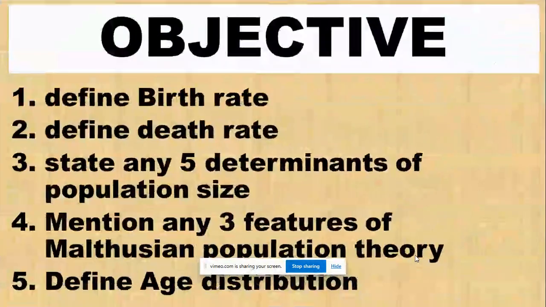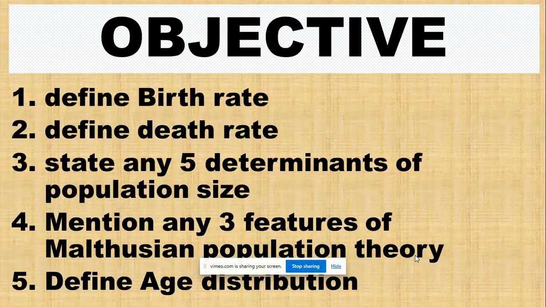At the end of this class, students, you should be able to define birth rates. You should be able to define death rates. You should be able to tell me the determinants of population size. You should be able to mention any features of Malthusian population theories. Then you should be able to define age distribution.